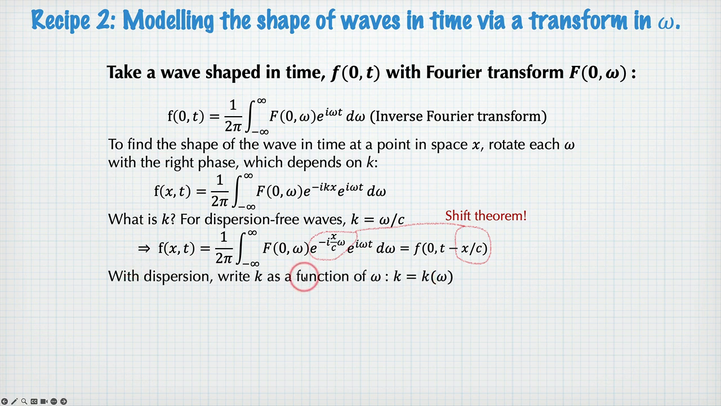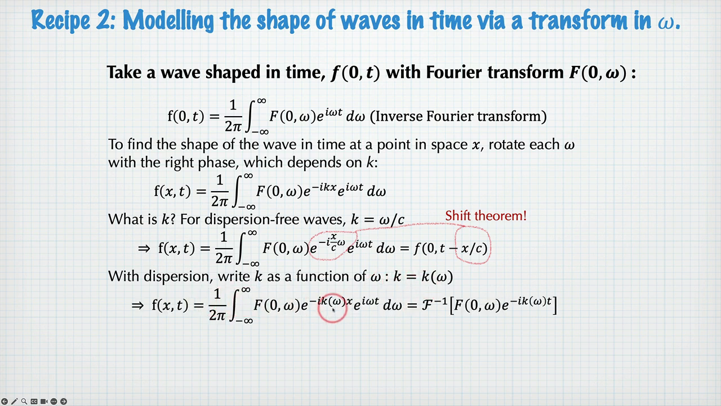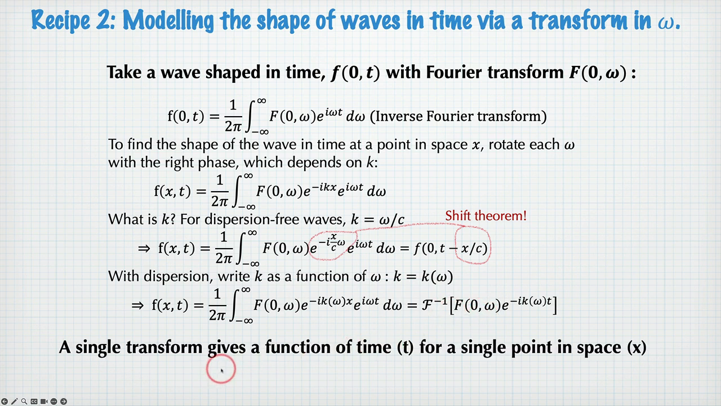So with dispersion, same sort of thing. We write k as a function of omega, and we get this kind of integral here. So we have an inverse Fourier transform that gives a function of time for a single point in space x. So if you have a function of time at x equal to 0, you want to see what it looks like at some later point in space, this is the kind of transform that you do.